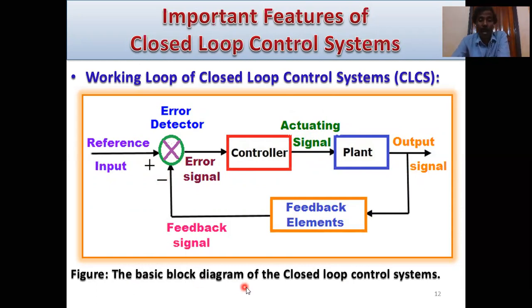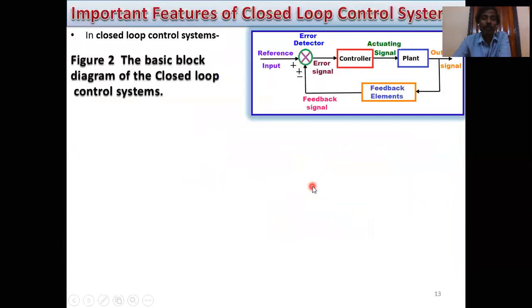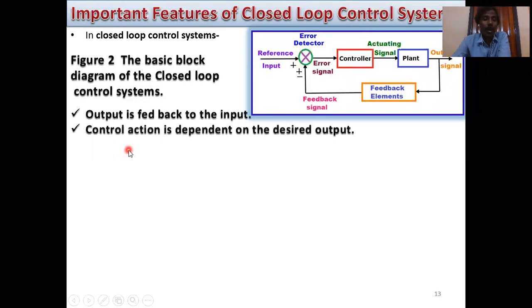This is the basic block diagram of the closed loop control system. In a closed loop control system, the output is fed back to the input. Control action is dependent on the desired output.